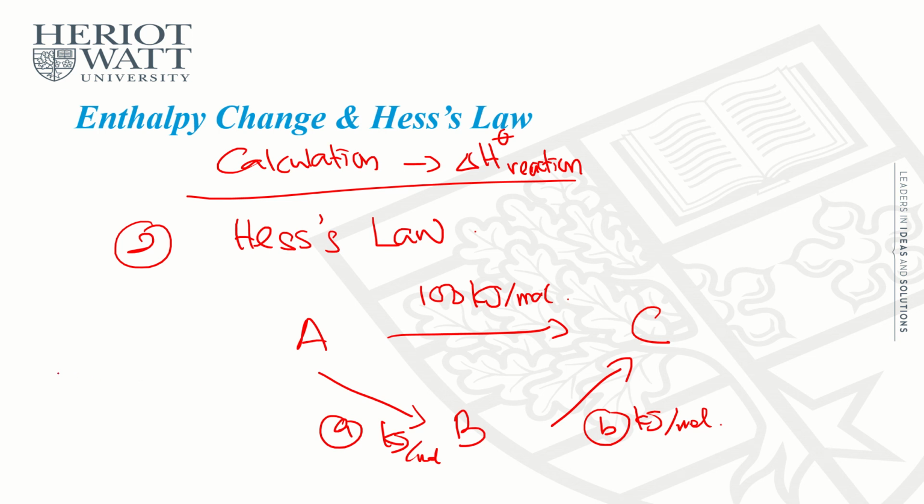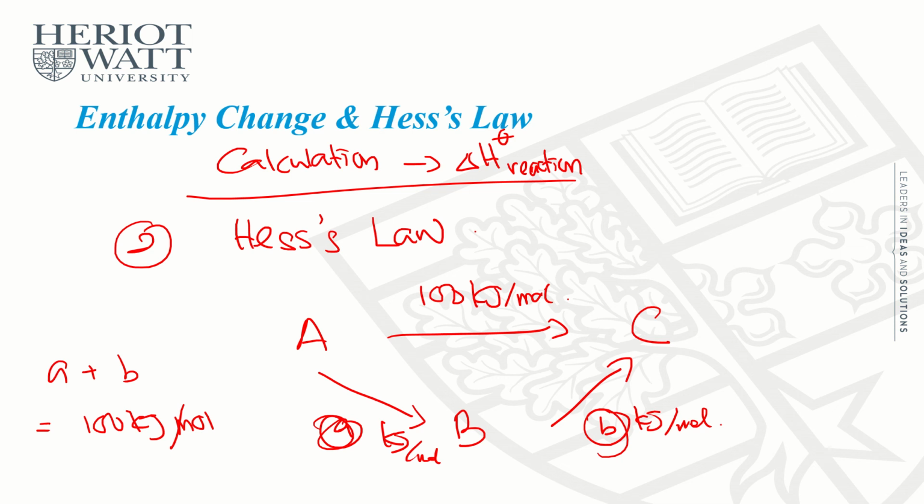Therefore, we can conclude that based on Hess's law, from A to B you get the energy of A, from B to C you get the energy of B. A plus B is always equal to 100 kilojoules per mole. See that? So regardless of its pathway. Now, this is the concept.